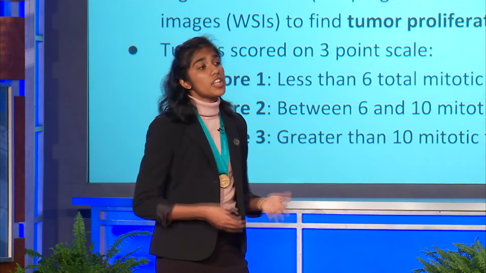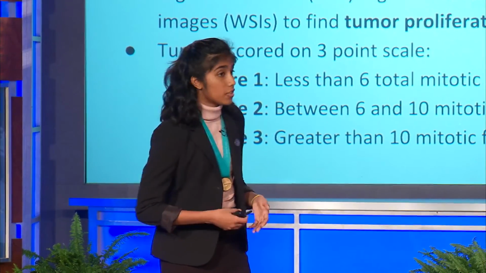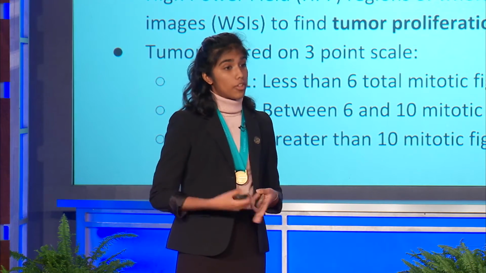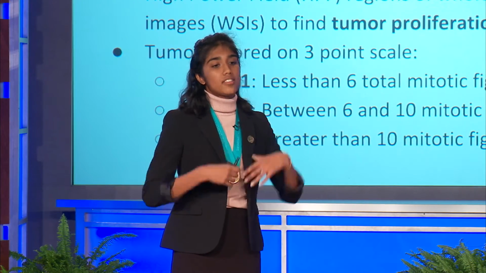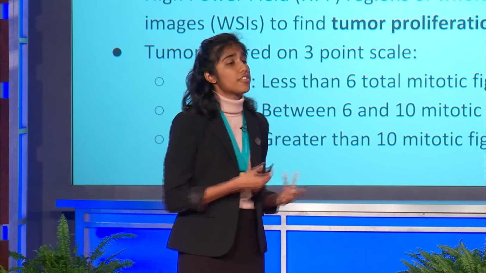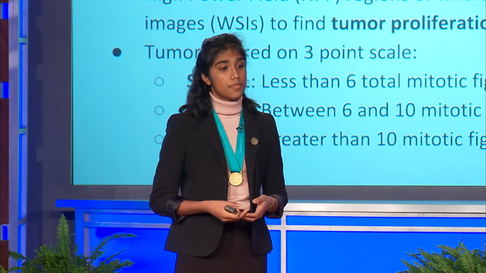We specifically looked at breast cancer, and when scoring patients for breast cancer, what pathologists do is they give them a value of 1, 2, or 3. And they do this by, instead of looking at the entire biopsy slide, selecting smaller regions and counting the number of mitoses in those regions.